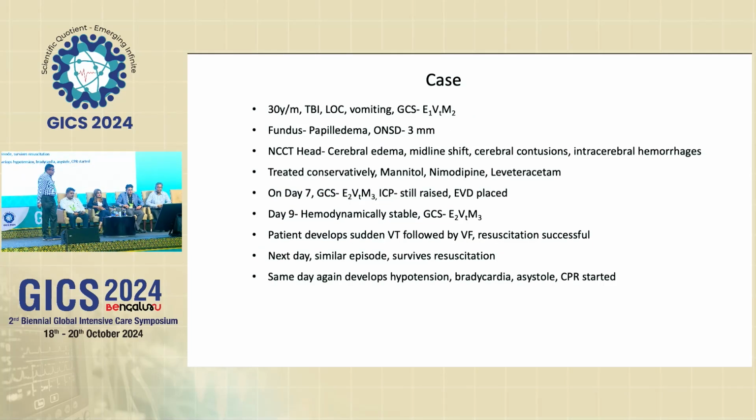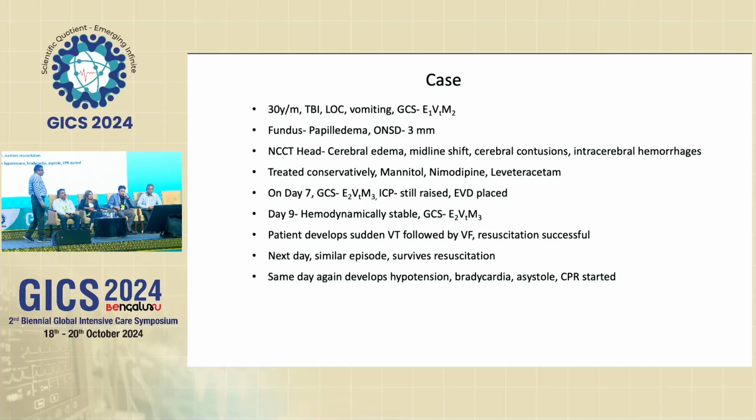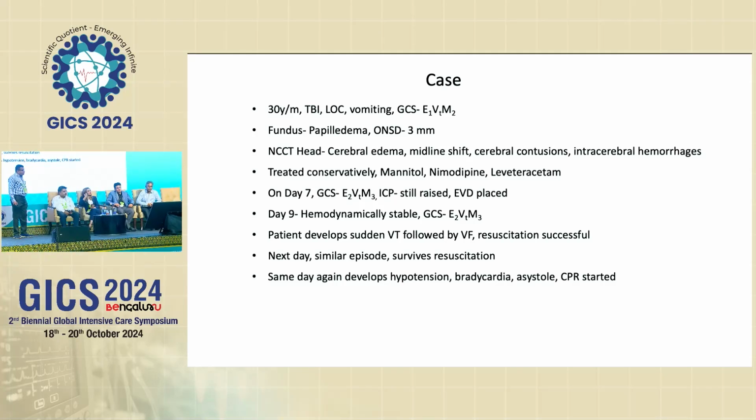Then lastly, I go to this case, a 30-year-old male with traumatic brain injury, loss of consciousness, vomiting, and a poor GCS. You can see E1, V1, M2. The fundus reveals papilledema, ONSD is 3 mm, NCCT head shows cerebral edema, midline shift, cerebral contusions, and ICH. Treated conservatively with mannitol, nimodipine, prophylactic levetiracetam. On day 7, the GCS is E2, VT, M3, ICP still raised, EVD has been placed.